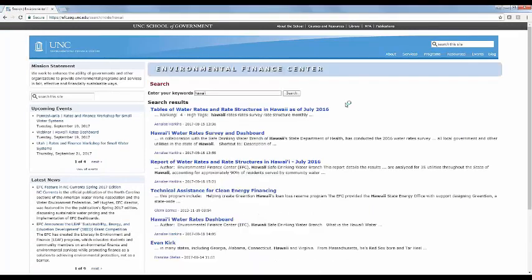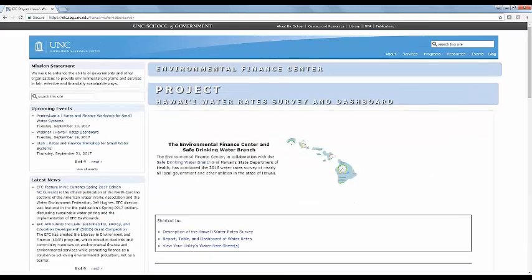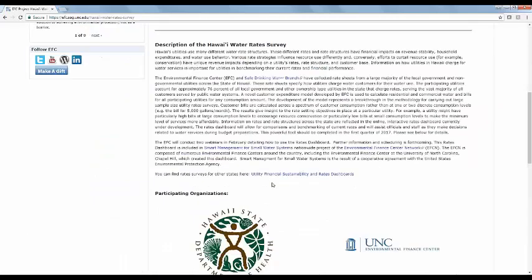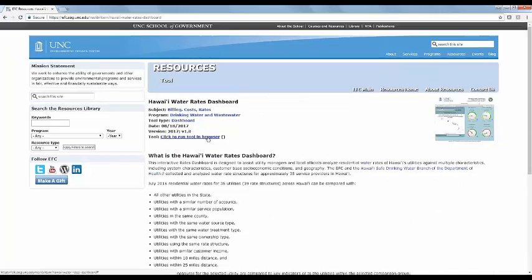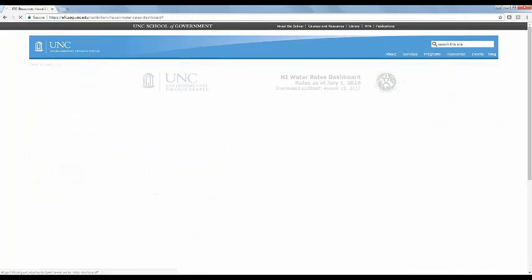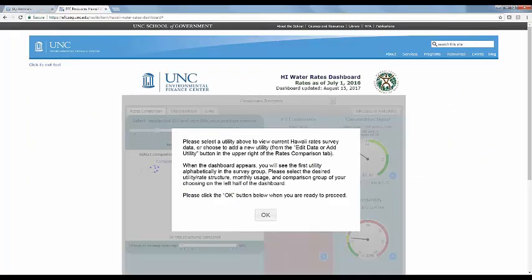And while Annalee is pulling that up, we had a question come in about how many public water systems are represented in the dashboard, and that is 35. And again, representing about 90% of the population of the state.